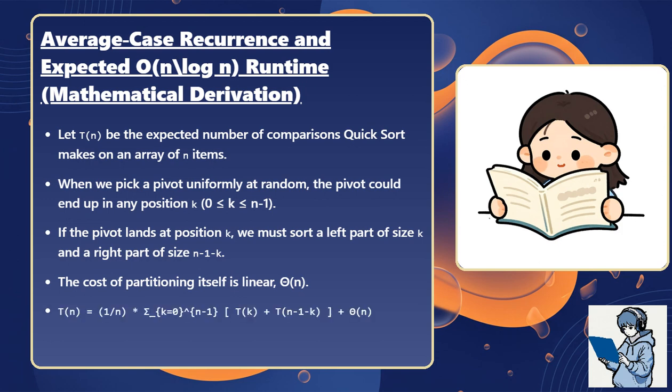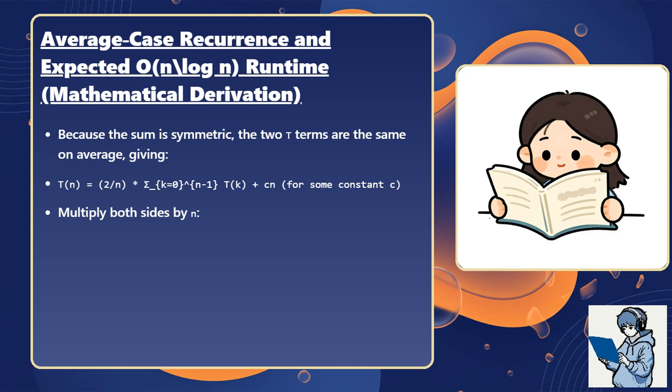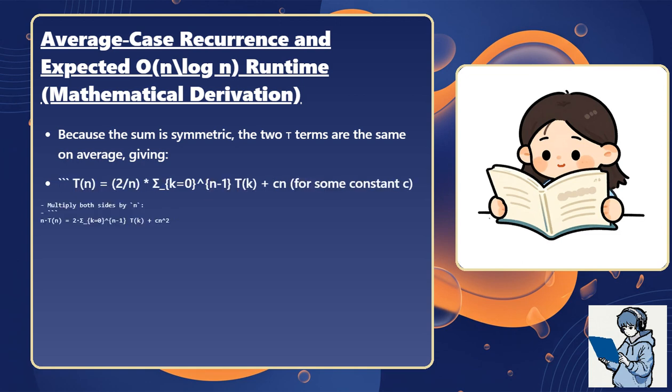T(n) equals 1/n times the sum from k=0 to n-1 of T(k) + T(n-1-k), plus Θ(n). The term 1/n is the probability that the pivot lands at each possible k. Because the sum is symmetric, the two T terms are the same on average, giving T(n) equals 2/n times the sum from k=0 to n-1 of T(k), plus c times n for some constant c. Multiply both sides by n. n times T(n) equals 2 times the sum from k=0 to n-1 of T(k), plus c times n squared.